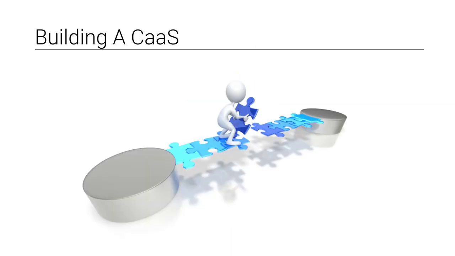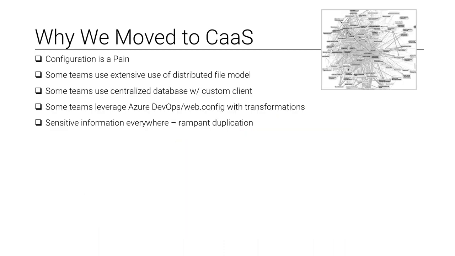So, building a configuration as a service. This is where we get into the nuts and bolts of work. Why we moved it. We, again, is the enterprise that's trying to move to centralized storage. A lot of companies are trying to move to some sort of solution. Configuration is a pain when you start to scale. If you only do one or two apps, it's not too bad. It's a pain if you do otherwise.